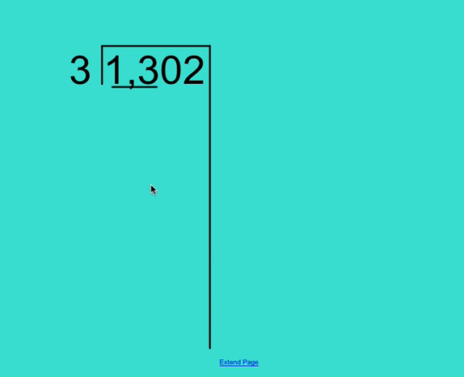Hey guys, now I'm going to show you how to divide when you have a bigger number, like 1,302. So we have 1,302 divided by 3. So I need to ask myself, what can I multiply times 3 to get close to 1,302?